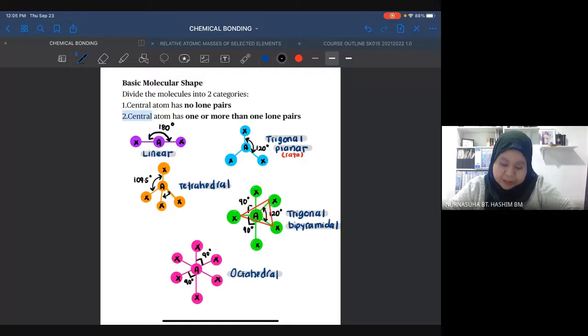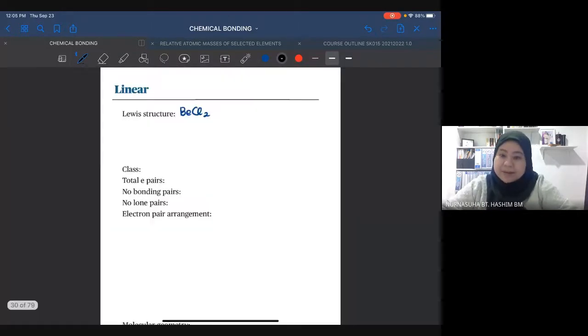Untuk kita predict the shape of the molecule, dia ada 2 kategori tau. Kategori pertama is when central atom has no lone pair. So kita akan tengok yang ni dulu hari ni ya. Yang kategori yang kedua is when central atom awak ada lone pair. So bila ada lone pair, yang tu yang awak kena hati-hati sikit. Okay, let's have a look for linear.